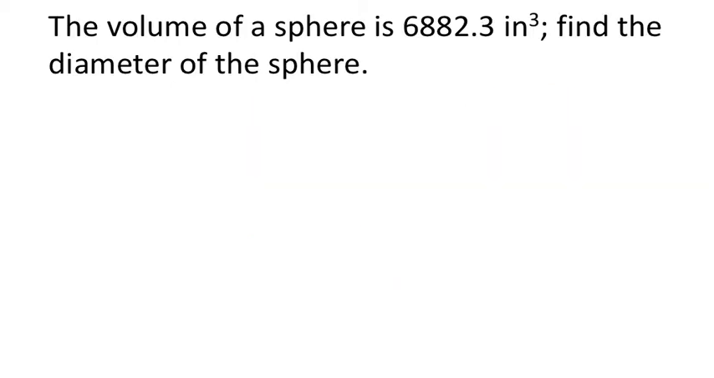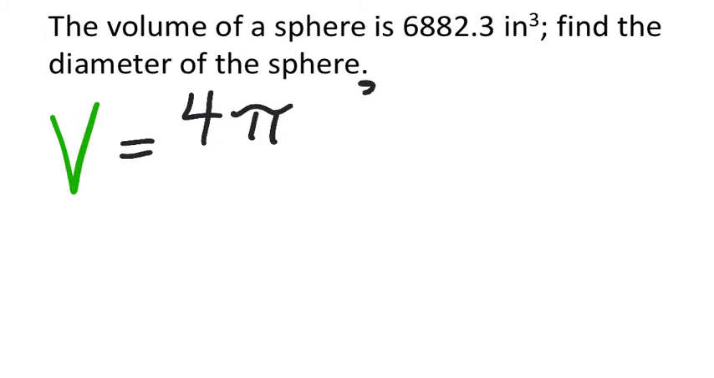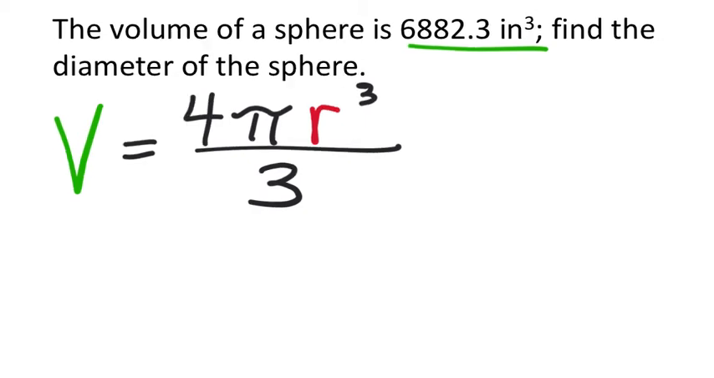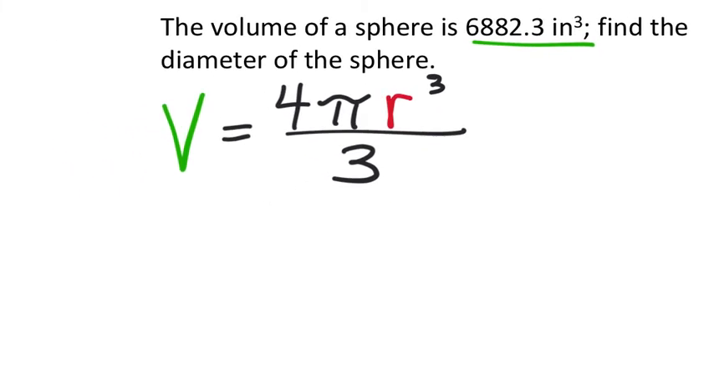On this one, we're going to find the diameter of the sphere because they've given us the volume. So remember, volume formula for a sphere, or if you don't remember, just look at the poster, but that's 4 times pi times the radius to the power of 3 all over 3. So there's my R for radius. And yeah, they've given us the volume right here. It's 6,882.3 cubic inches. I'll need a little bit more space there.